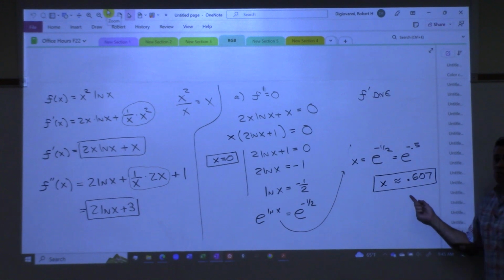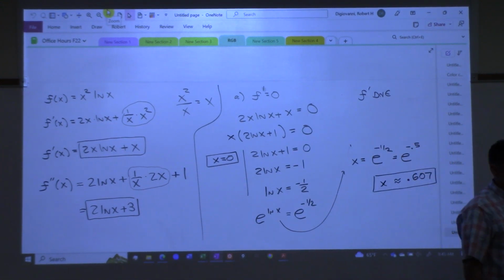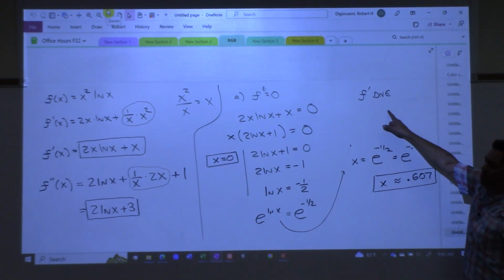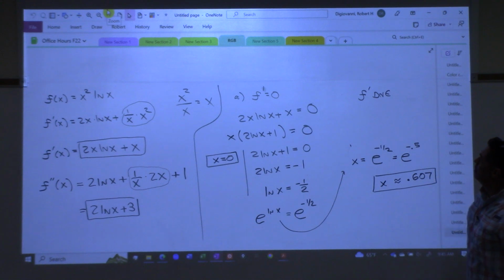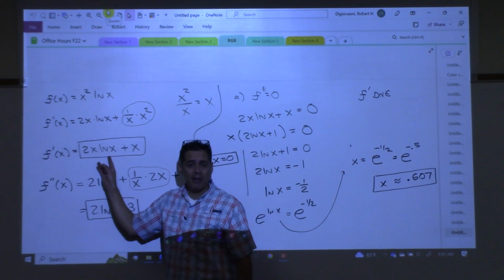We have two places where the first derivative is 0. Now, I still need to figure out where the derivative doesn't exist. All right, so what about the derivative? Look at this derivative. Are there any values that you cannot plug in for x?